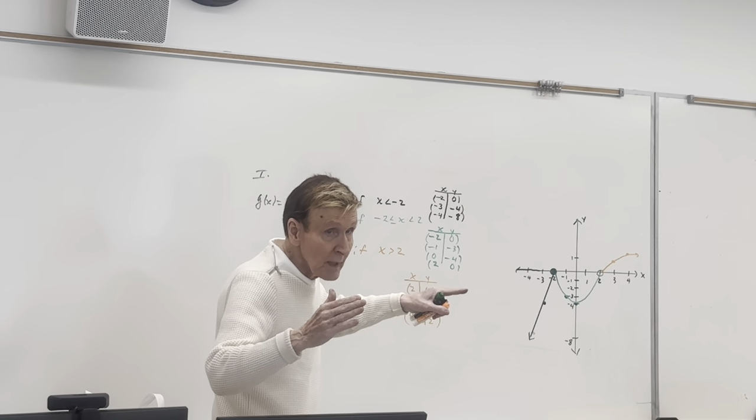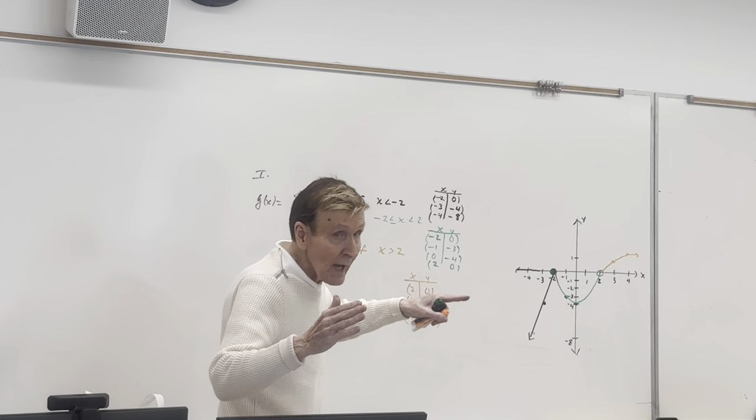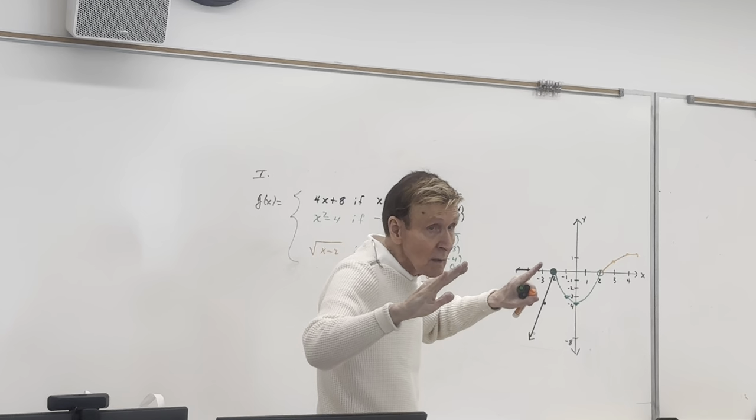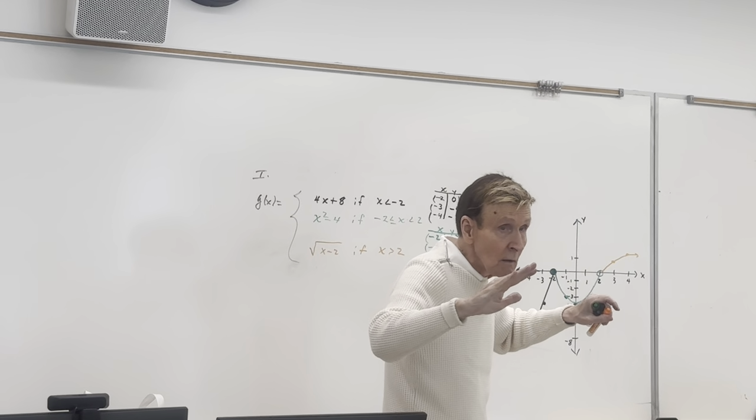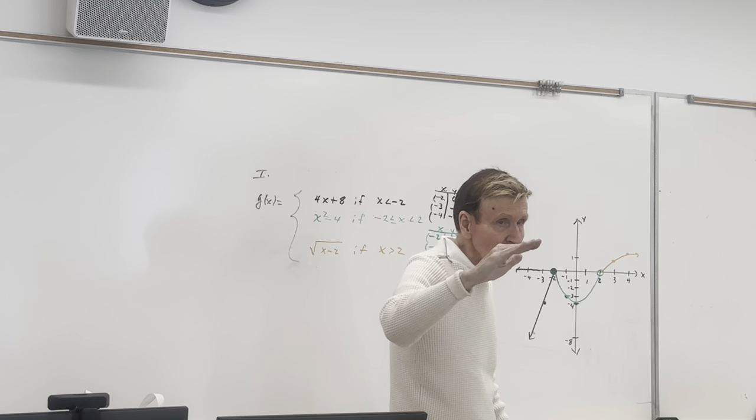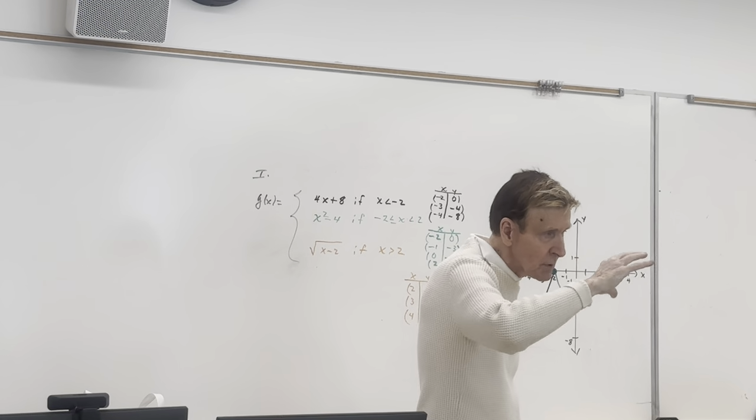So (6, 2) would be on that orange piece. Then you could avoid doing that square root. If you don't put it on there, I don't need that on there. I just want to see the graph right now.